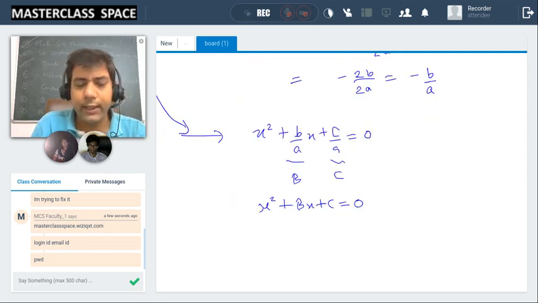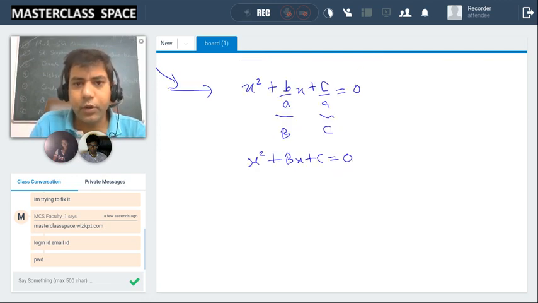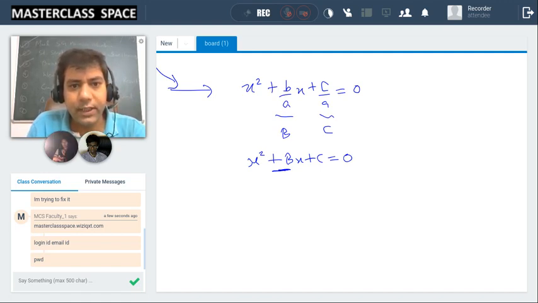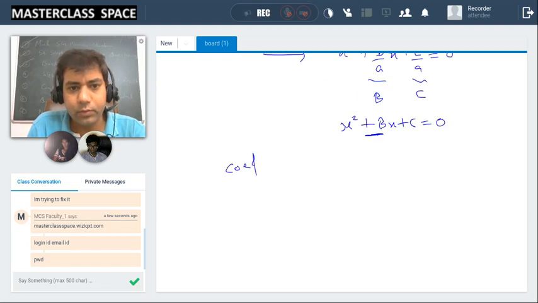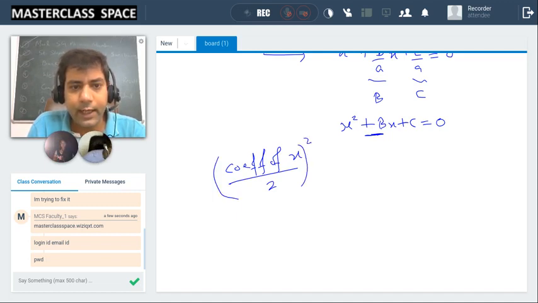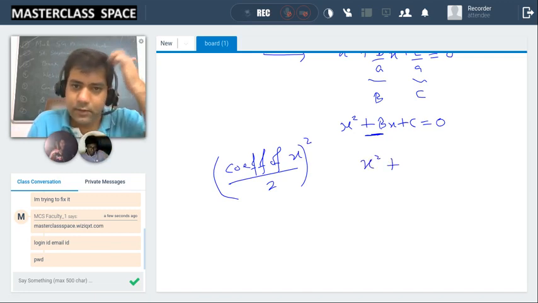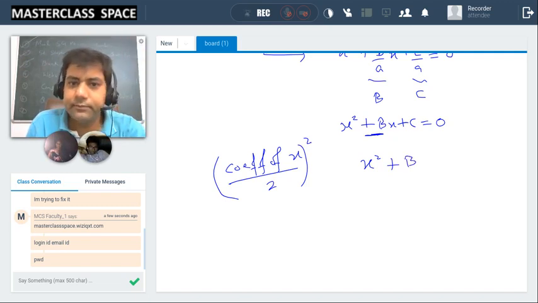Then what you do is, you take the coefficient of x. The coefficient of x is what? Plus b here. Even if it is minus b, you can take minus b, okay? You take the coefficient of x divided by 2, whole square. One time you will add, one time you will subtract. Now, are you getting something?